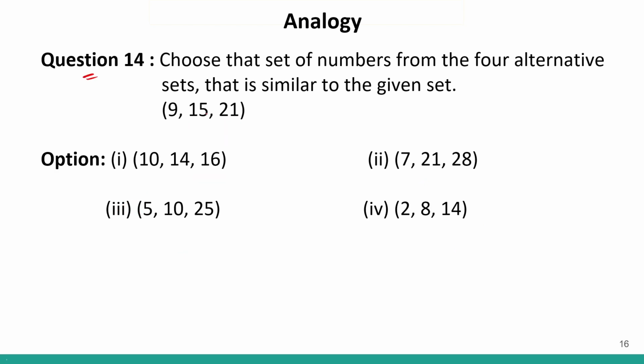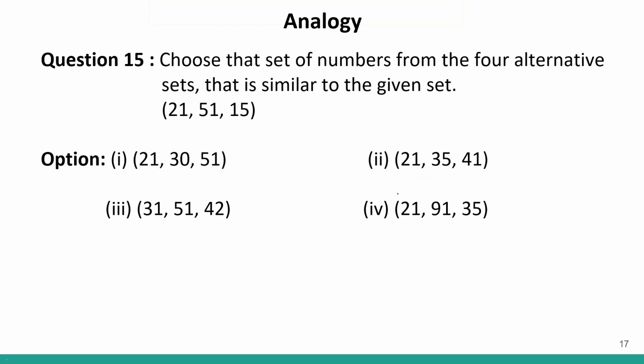Question number 14. 9, 15 and 21. So we have to first find the logic. So 9 to 15 is plus 6 and 15 to 21 is plus 6. So plus 6, plus 6. This one is plus 4. This one is plus 5. This one is plus 14. This one is plus 6 and this is also plus 6. So answer will be option number 4. Correct? Option number 4 will be the correct answer.